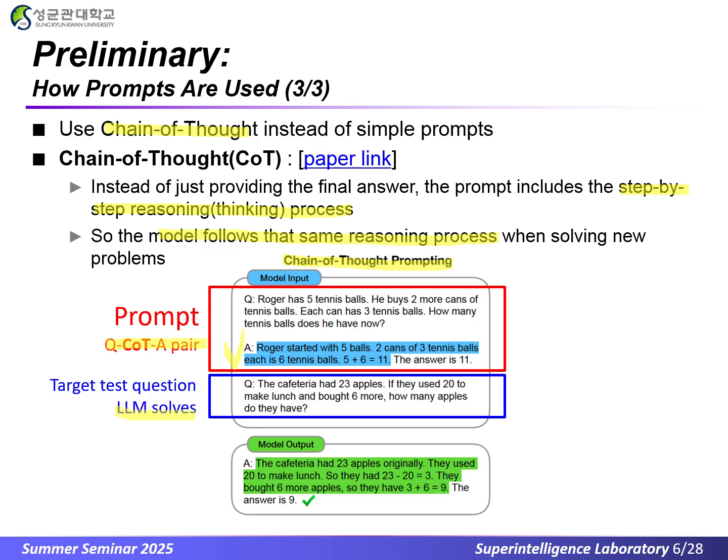In the model output, the LLM answers, the cafeteria had 23 apples originally. They used 20 to make lunch. So they had 23 minus 20 equals 3. They bought 6 more apples, so they have 3 plus 6 equals 9. The answer is 9. This time, the model gets the correct answer with the reasoning process also, thanks to chain of thought prompting.